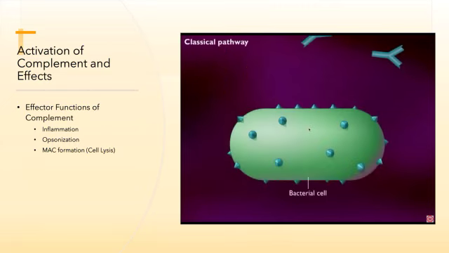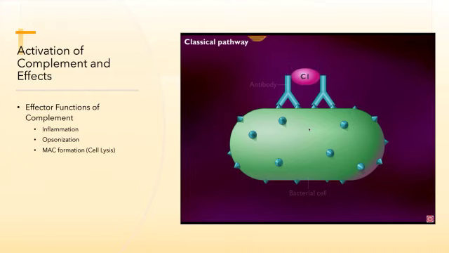In the classical pathway, C1 becomes activated when it binds to an antigen-antibody complex. The activated C1 then cleaves C2 into C2a and C2b, and C4 into C4a and C4b. C2b and C4b combine to form a protease called C3 convertase. C3 convertase then cleaves C3 into C3a and C3b.